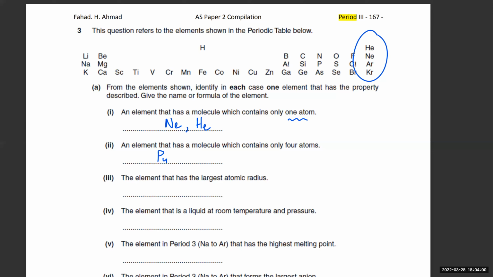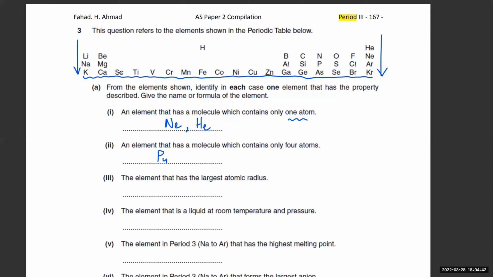An element that has the largest atomic radius. Now this question is about atomic radius. First thing, the top ones, are they big or small? Which one is big, the top ones or the bottom ones? The bottom ones. In any group, the ones at the bottom are bigger because they have more shells, right? अच्छा, अब आ जाता है left one or right one. So we're basically looking for the bottom ones, the bigger atoms.